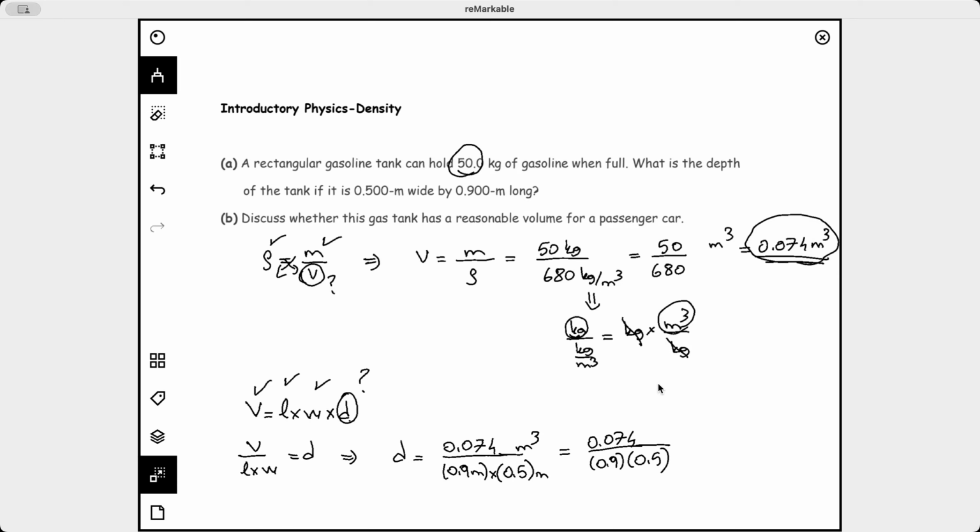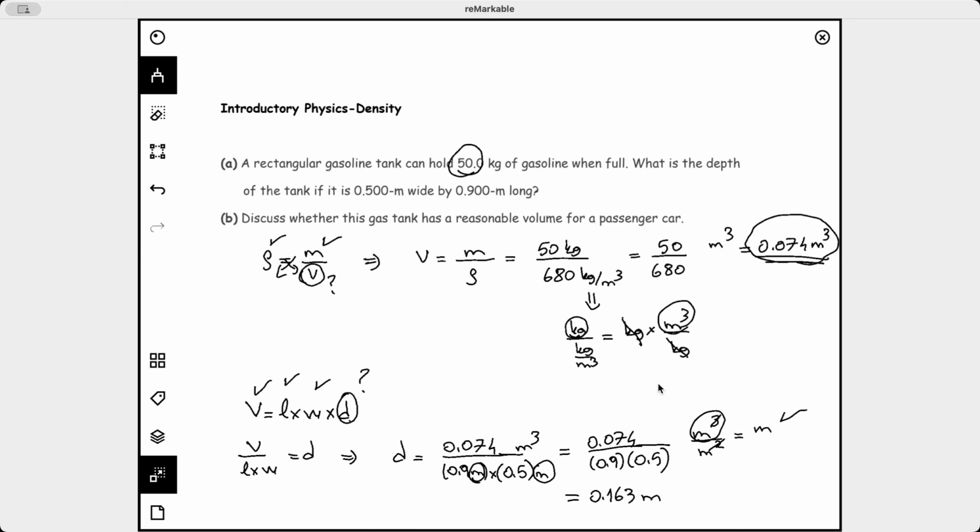And let's check the unit. The unit will be meter cube divided by m squared, right? We have an m here, another m, so we have m squared. This is going to cancel, and we're going to get the m in the numerator. So the result is also correct dimensionally. If you just divide this value, the result will be 0.163 meters.